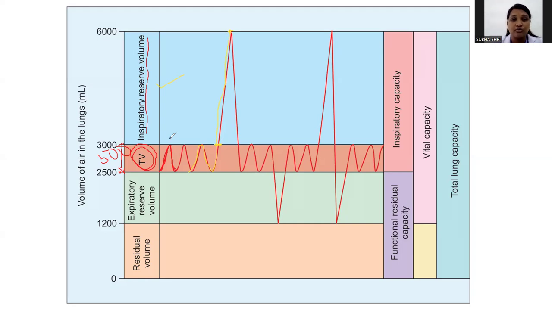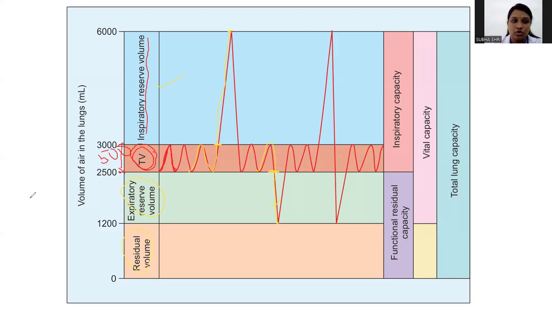The third volume is expiratory reserve volume. So what is expiratory reserve volume? The subject will take a tidal inspiration and tidal expiration. At the end of tidal expiration, you ask them to stop. From this point, you ask your subject to expire maximally. This excess amount of air that is expired out after tidal expiration is called expiratory reserve volume.